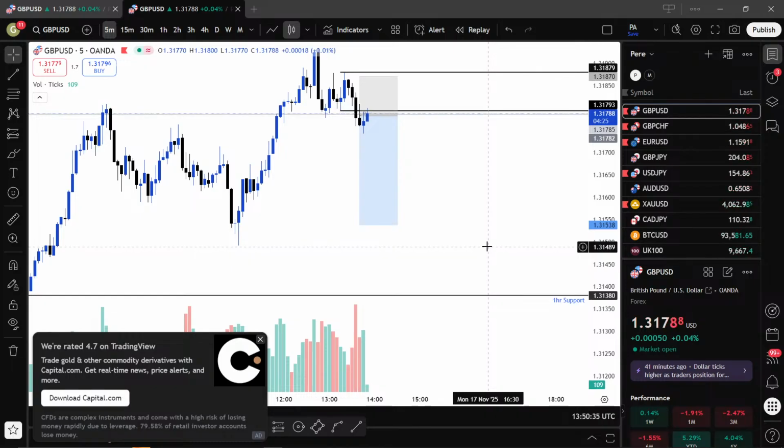So in case you didn't enter earlier, you are still in a good position to actually go short on GU. You are still in a good position to do that. Okay, the market is looking interesting now. GU is looking interesting now, guys. Let's see how it goes from here.